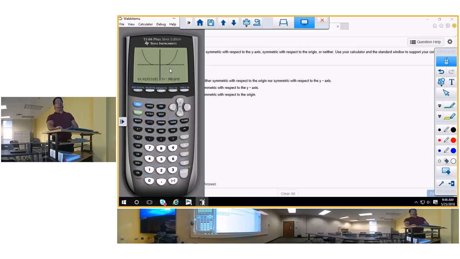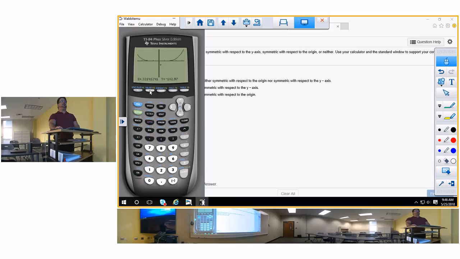Still don't see too much. I'm going to blow it up some more. So I go here, zoom box. And I'm going to put the left hand right in there. And I'm going to hit enter. Doesn't look to me like it's doing too much. Let's look at the window.